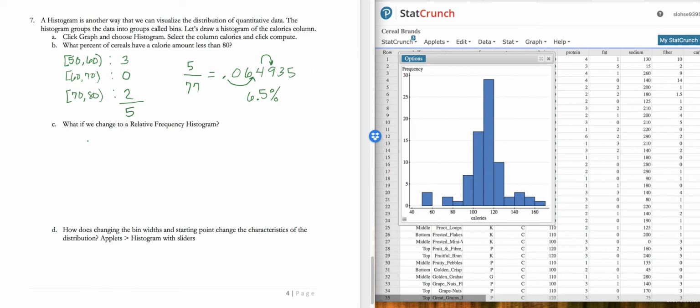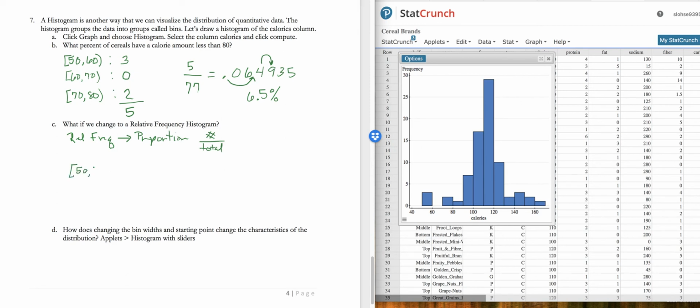Okay. The next question, what if we change to a relative frequency histogram? Well, a relative frequency is really this percentage that we calculated above. So a relative frequency gives us the proportion of data that is in each class. And we find that by taking the amount of data in that class and dividing by the total amount of data. So let's just take a look at what would be in our first few classes.